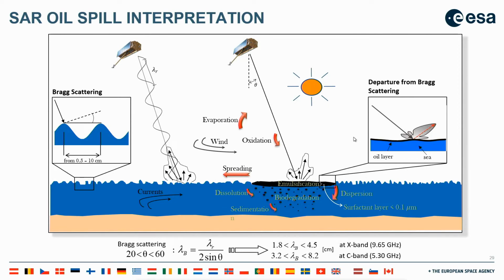While when you have oil, which is this black part in the picture, the oil is smoothing the surface, and this means that the radar energy is scattered away from the sensor, so you receive less backscatter.